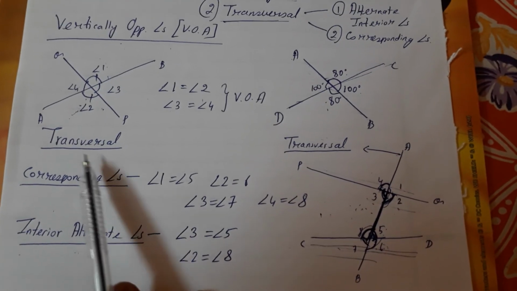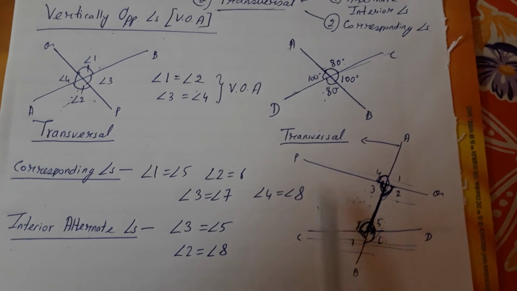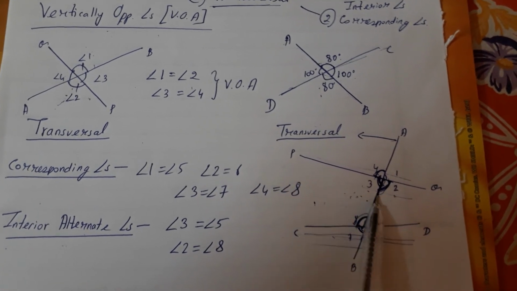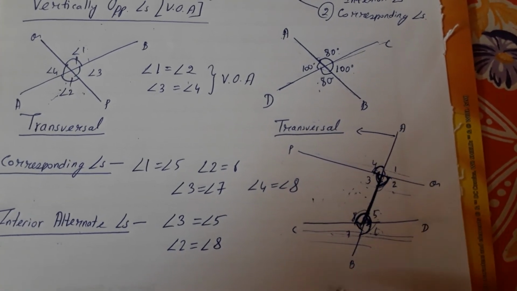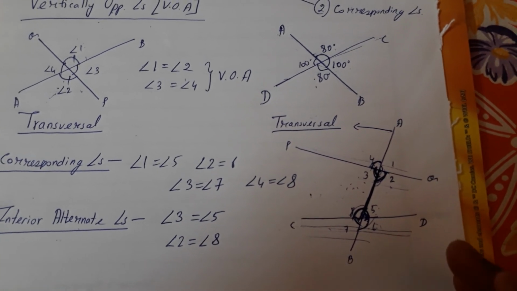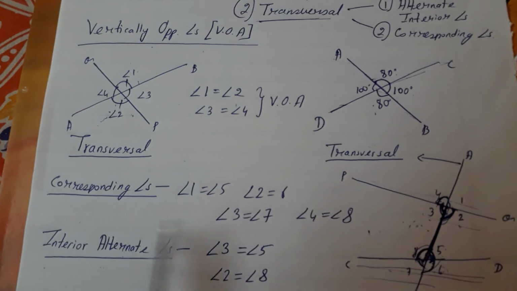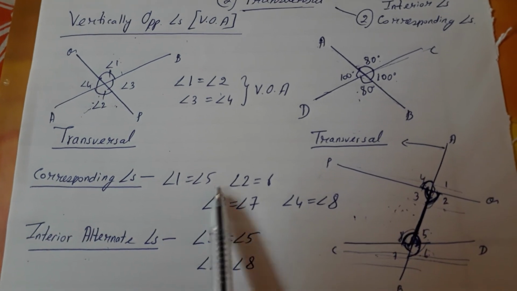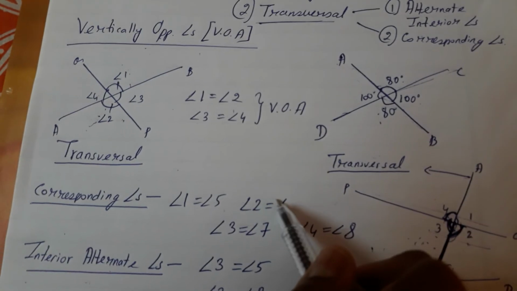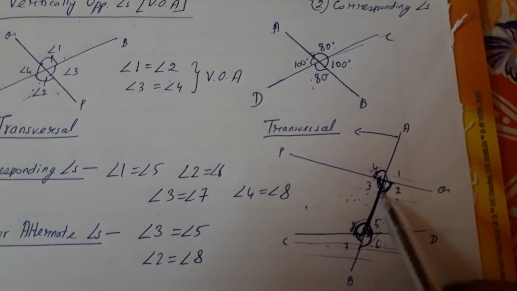The next term is the transversal. What is a transversal? Suppose there are two lines, and if a line intersects both lines at two points, then that line is a transversal. Here AB is the transversal. Similarly, in the example, PQ is the transversal. Okay, so for corresponding angles: angle 1 and angle 5, angle 2 and angle 6, angle 3 and angle 7, angle 4 and angle 8. See the corresponding angles.